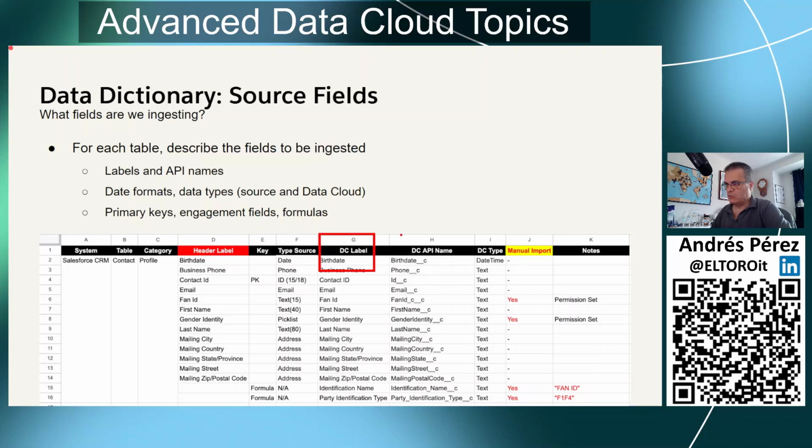What is the label in Data Cloud? What is the API name in Data Cloud? What is the Data Cloud type? Because I'm using this data from Salesforce and I'm using a Sales Cloud data bundle, whatever that thing is called, then some fields are going to be already imported, or I need to do a manual import of those, or set the permission sets for my fields. So all the stuff that I need to know about my fields.